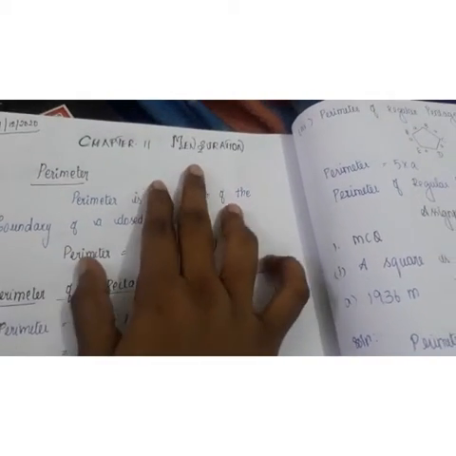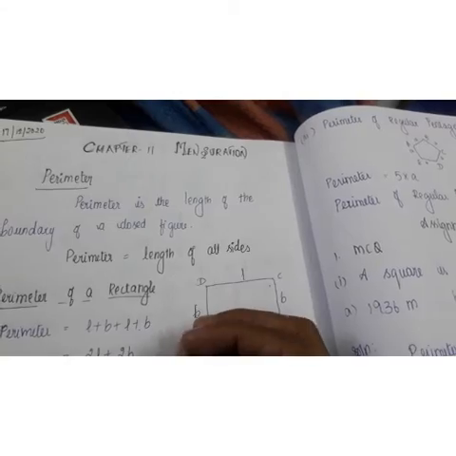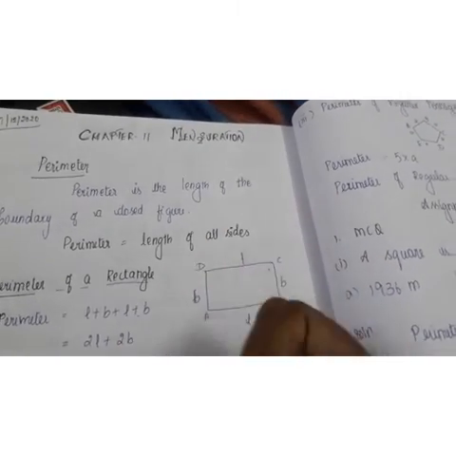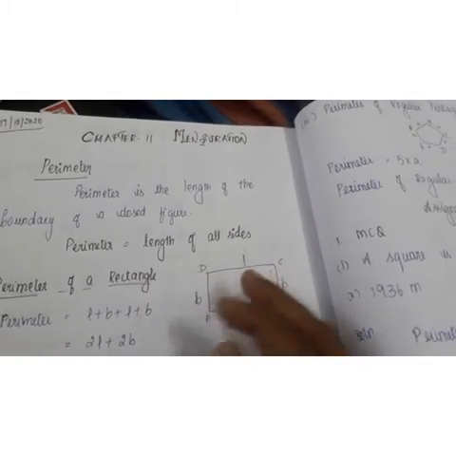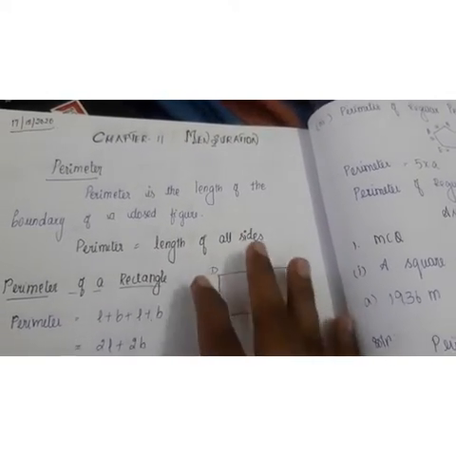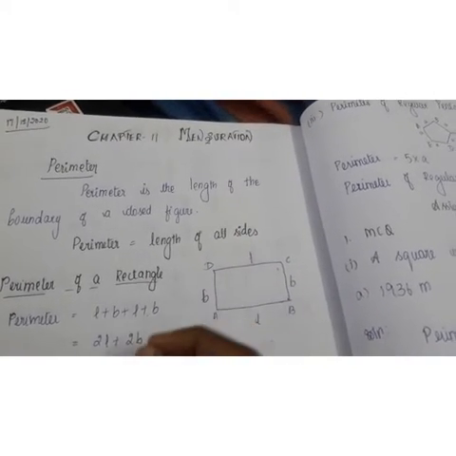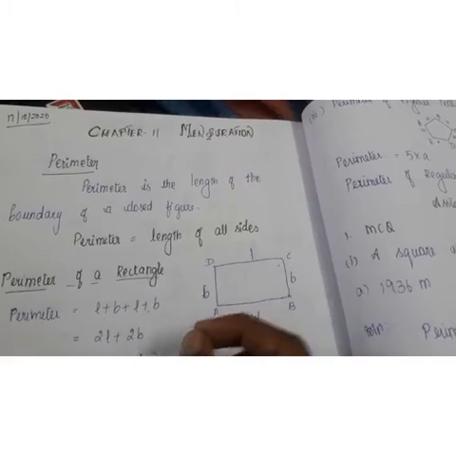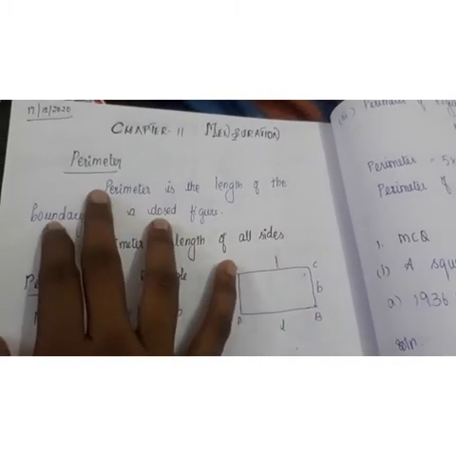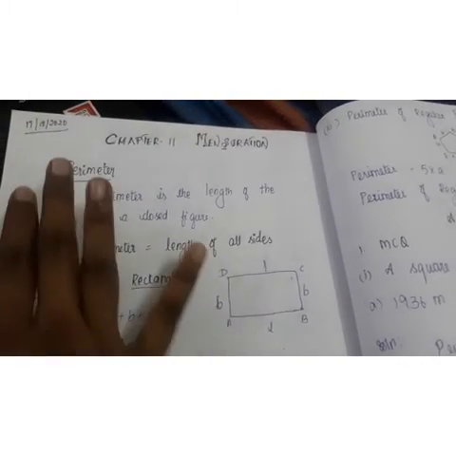In mensuration, we will study measuring the length, breadth, area and volume or perimeter of different shapes like square, rectangle, triangle, pentagon, hexagon. So how we will calculate the area, how we will calculate the perimeter, length and breadth, all those things we'll study under mensuration. First of all, in this exercise, assignment 11.1, we'll study about perimeter.